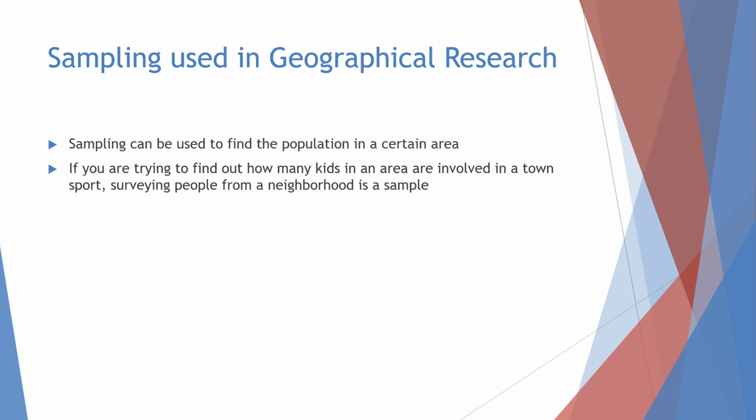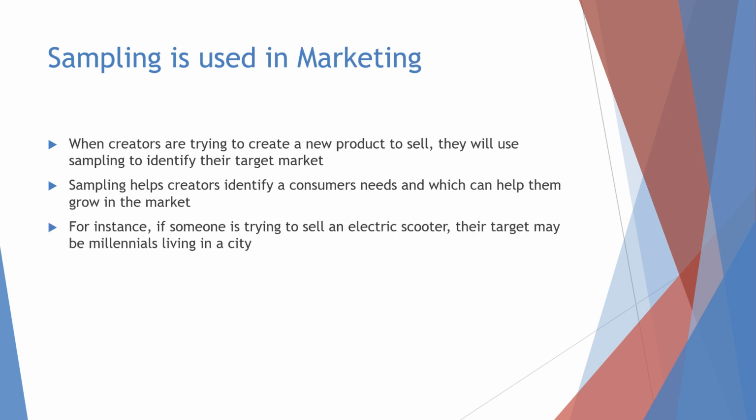Next is sampling used in geographical research. It can be used to find the population in a certain area. We explained earlier how it can be used for not only physical geography research, but it can also be used to figure out human culture. So if you are trying to find out how many kids in an area are involved in a town sport, surveying people from a neighborhood, as an example, it could be kids, parents, siblings.